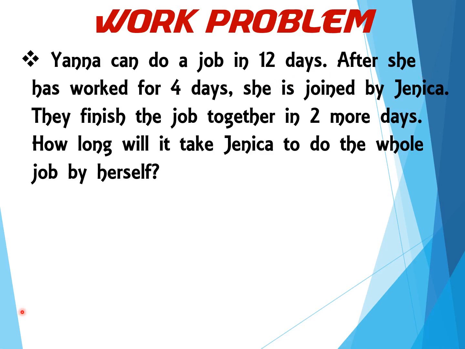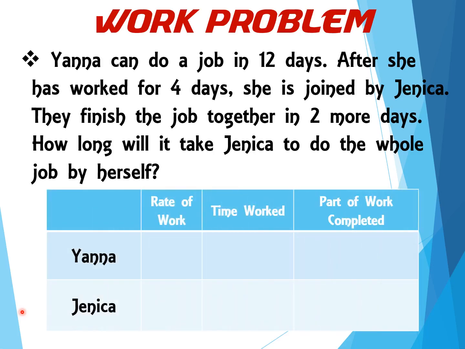So if you still remember the table for work, that is rate times time. So we'll have here Yana and Jenica. So Yana can do a job in 12 days, meaning the rate of Yana is 1 over 12. And then after she has worked for 4 days, she is joined by Jenica. They finish the job together in 2 more days. So meaning Yana worked for 4 days plus an additional 2 days, so that will be 6 days.